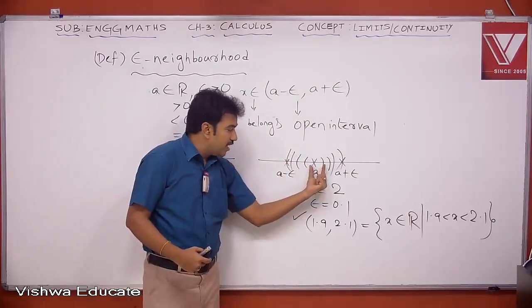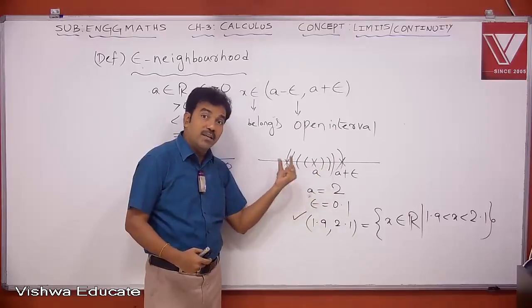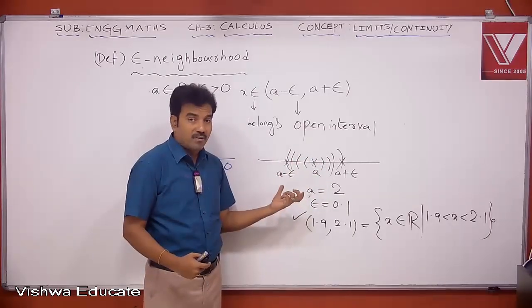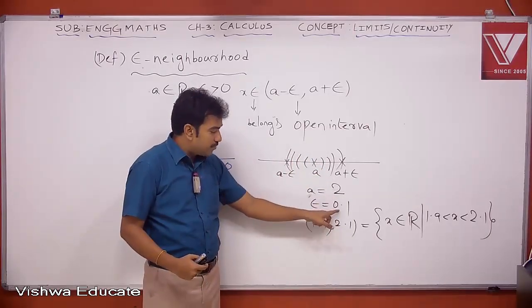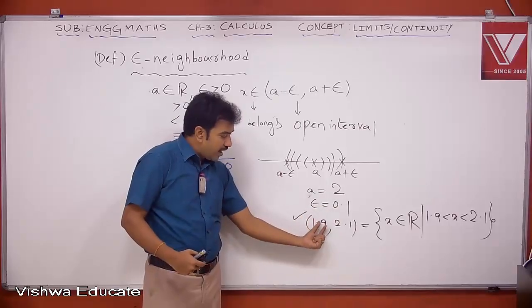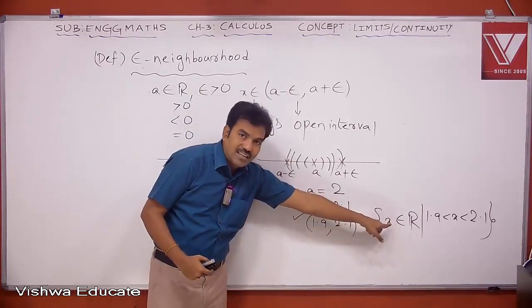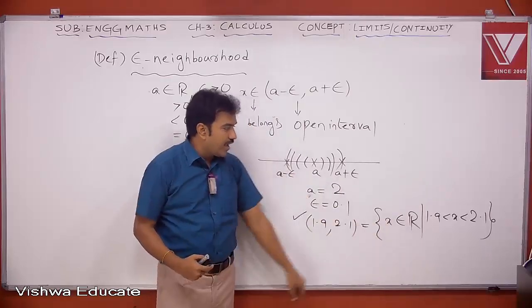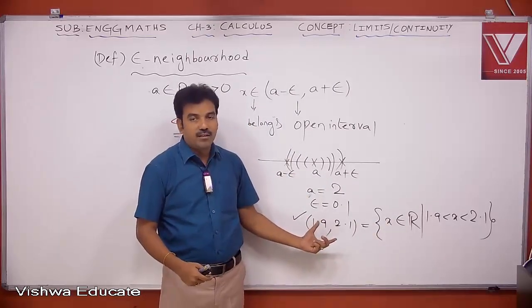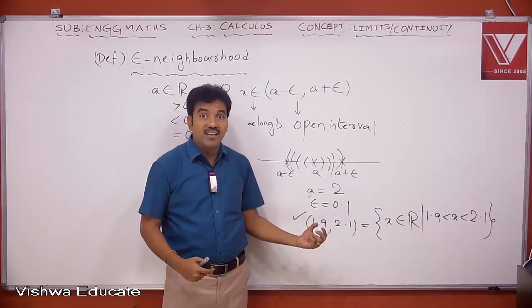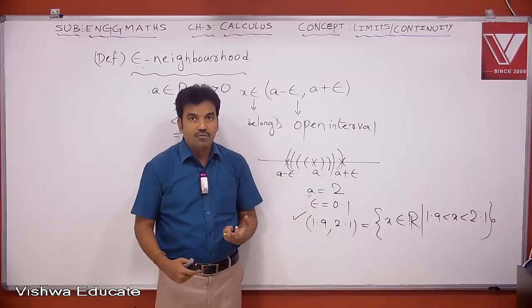When you change epsilon values, you can produce many neighborhoods for the same real number. Suppose A is 2 and epsilon is 0.1, then this is the neighborhood of A. So what is the neighborhood? Set of all real numbers x such that 1.9 less than x less than 2.1. So basically every neighborhood of A is an infinite set.